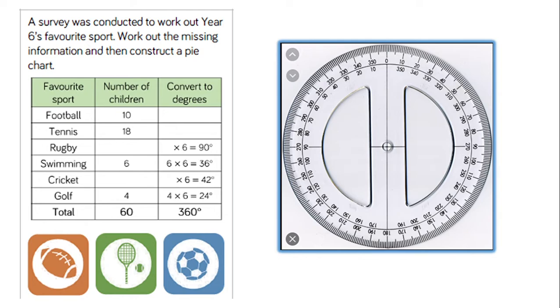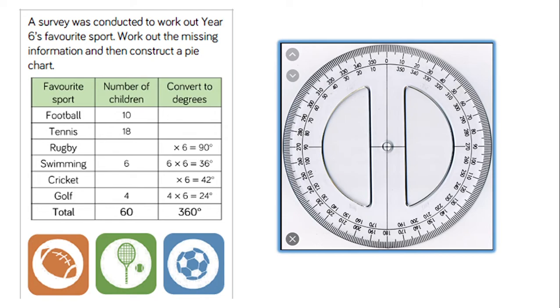Right, this time a survey was conducted to work out Year 6's favourite sport. Work out the missing information and then construct the pie chart. This time look at the number of children and then look at the degrees. You have to convert them to the degrees, but you also might have to go back the other way. Okay, have a little go and pause the video now, please.